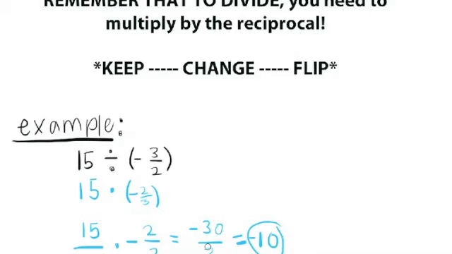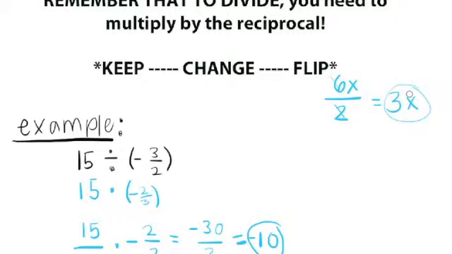This brings up a good point, because you don't always have to keep, change, flip. What if I asked you to divide something that looked like this? There's nothing to keep, change, flip there, but you know this is division because of that line. You would just be able to divide this because you know 6 goes into 2 3 times, and then you still have that x left over.